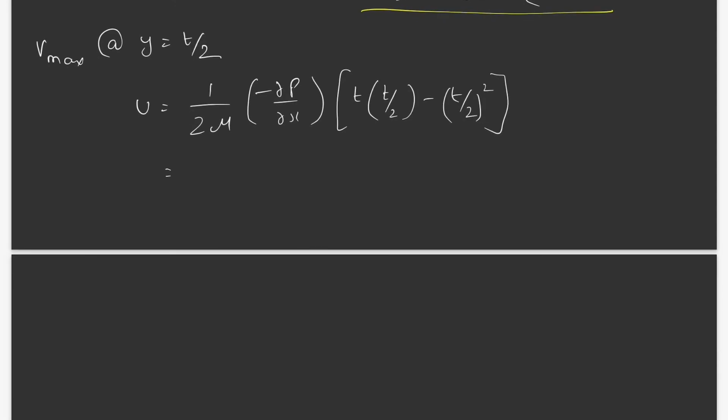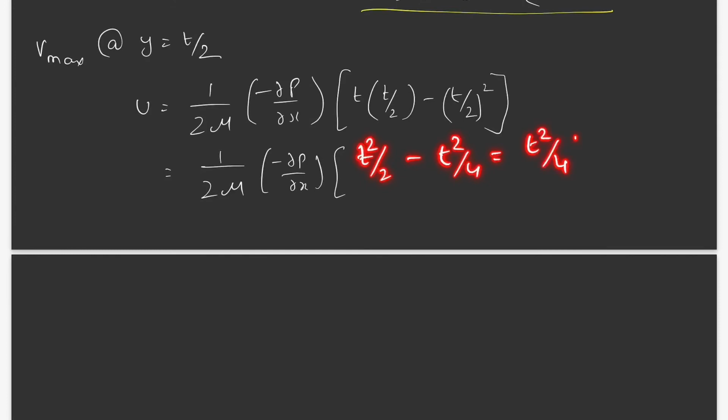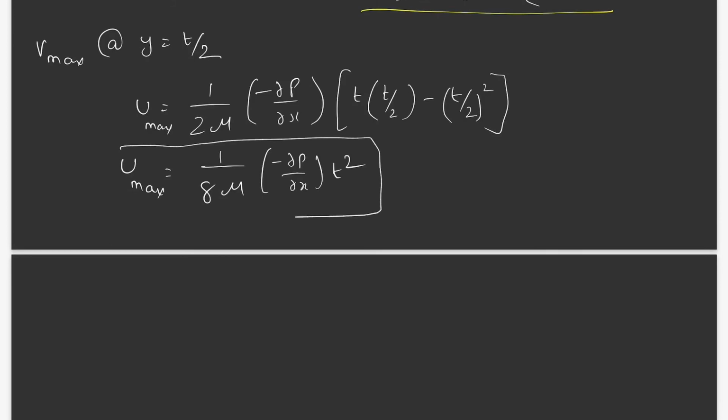What will happen? 1 by 2 mu into minus dou p by dou x into t square by 2 minus t square by 4. T square by 2 minus t square by 4 is equal to t square by 4. Finally we will take out this 2 also, we can write it as 1 by 8 mu into minus dou p by dou x into t square. This is the maximum velocity for flow between parallel plates.